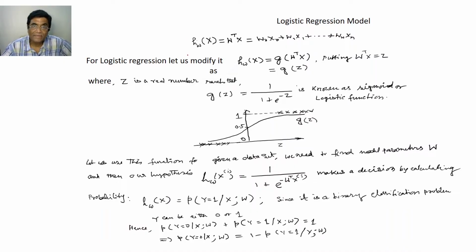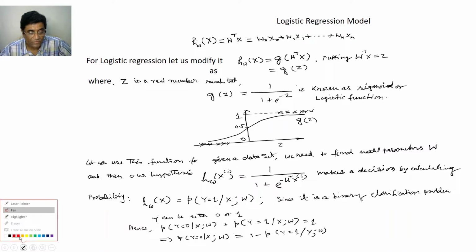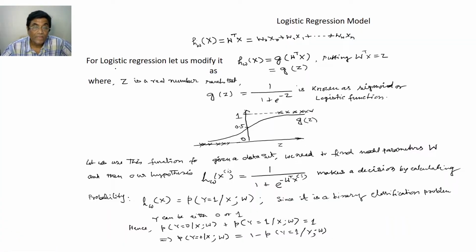So why did it happen? Actually, this is our hypothesis in case of linear regression. Since this was unbounded, this gave ambiguous results, which we could not use. So that's why we are thinking of, see, this is intuition, you see. For logistic regression, let us modify the same hypothesis as some function g of w transpose x. x is a feature, of course. And say we put this as z.